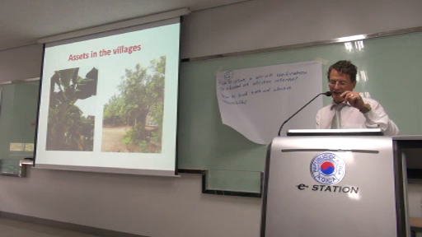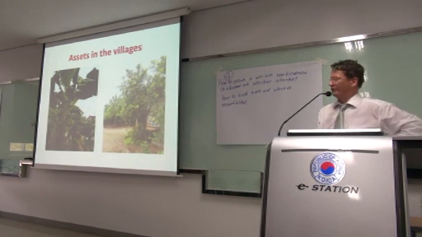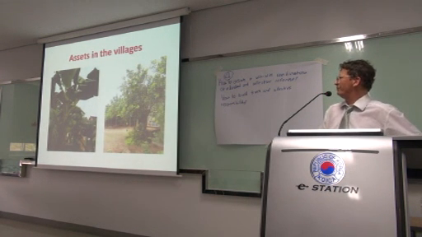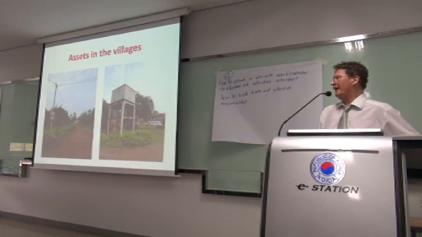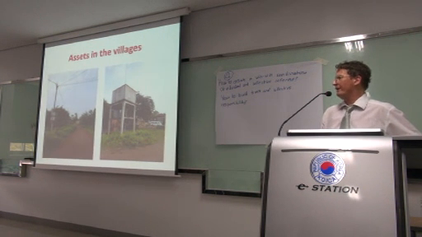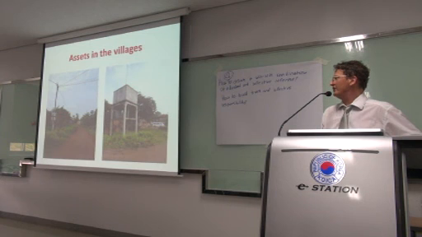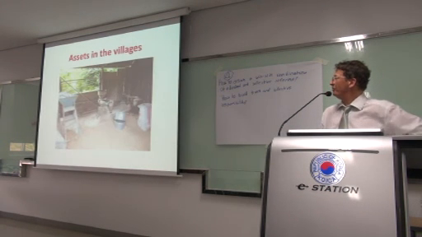There are assets in the village that maybe are underused. Basic things, basic fruits, bananas, coconuts. They have water and they have electricity now. They have electrified villages, and it was recognized readily that these are assets in the community.